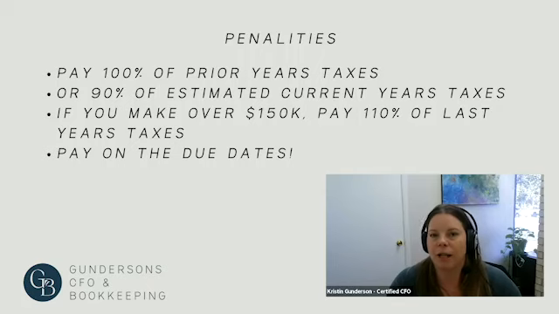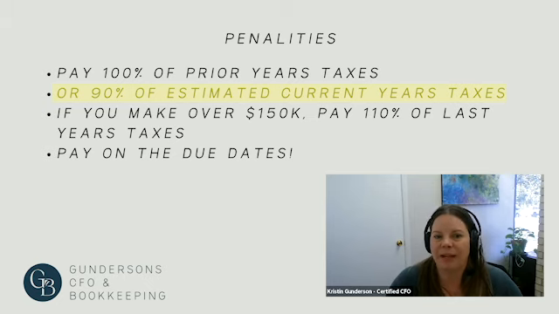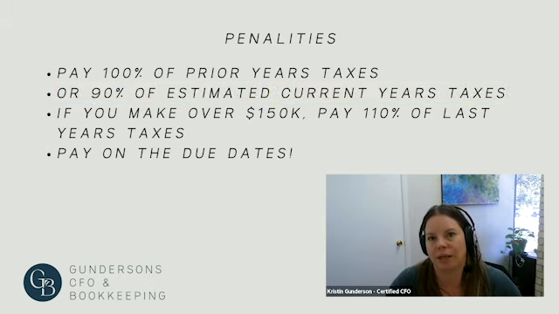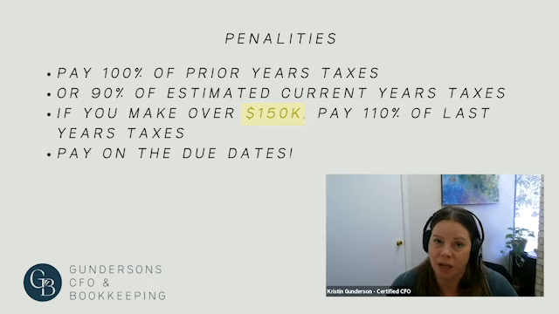So how to get around not paying penalties. You don't want to pay any penalties at all. So what you have to do is take a look at last year's tax return and make sure that you are paying in at least 100% of last year's tax return for this year. If you paid at least 100% of last year's tax return this year, then you'll be okay. Or you have to pay at least 90% of your estimated current year's taxes. So it's kind of an either-or on this one. However, if you make more than $150,000 worth of self-employment taxes, you have to pay at least 110% of last year's taxes to avoid any tax penalties.